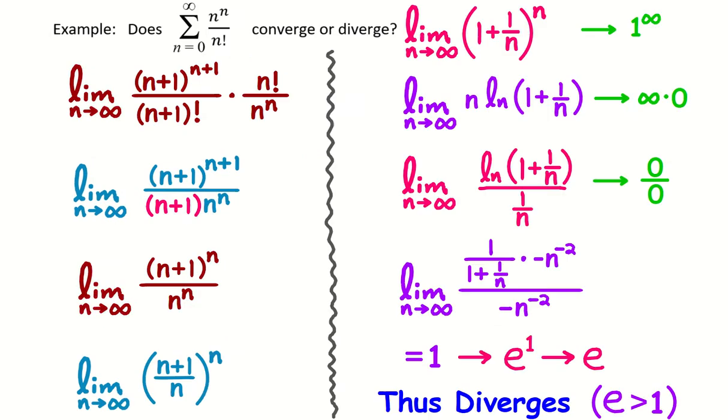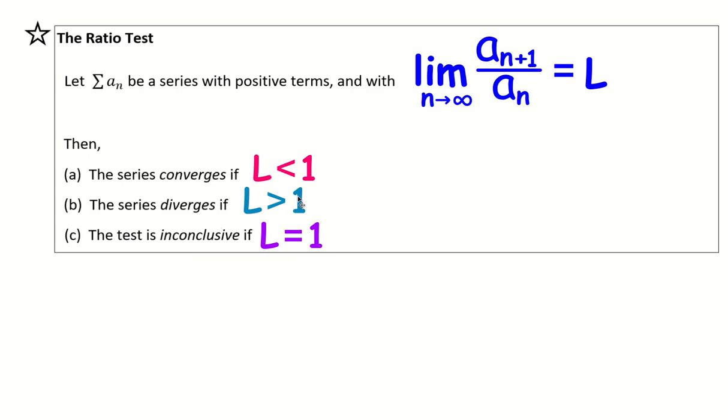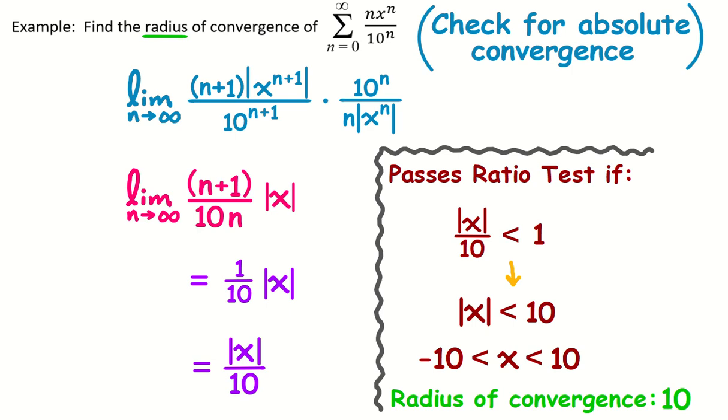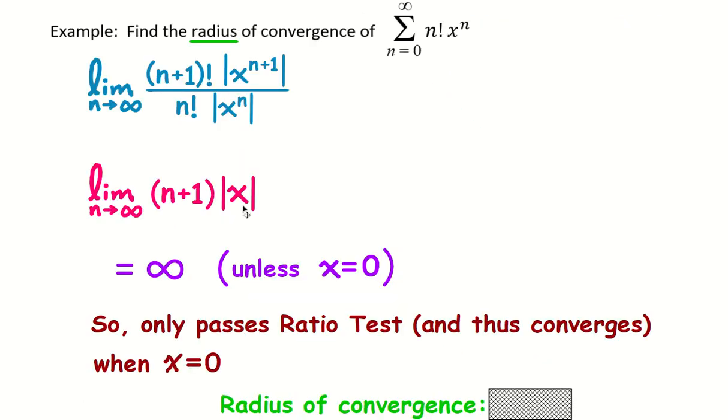And remember, infinity is definitely bigger than 1. So it only passes the ratio test and thus converges when x equals 0. So since you only literally have one value, that means the radius of convergence is 0.